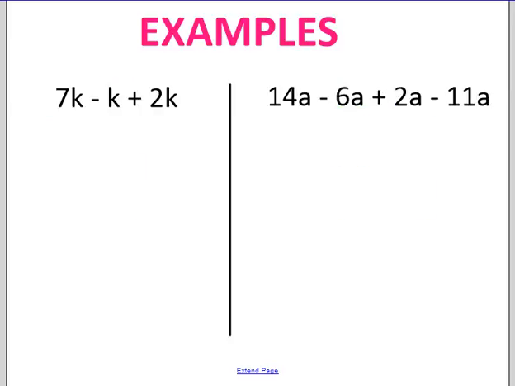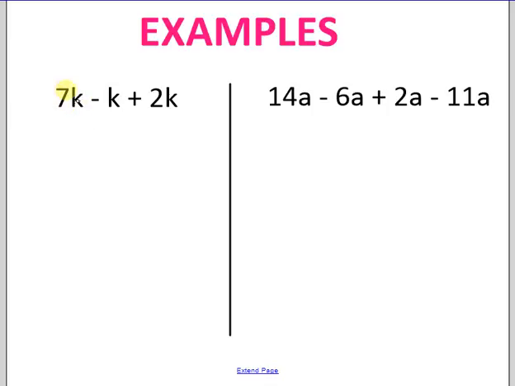All right, let's get a little bit more complicated here. 7k minus k plus 2k. Now in this case, I have k to the first, k to the first, and k to the first. So these are all like terms with each other. That's not always going to happen, okay? Order of operations still applies here. I need to take them in order from left to right because this is all addition and subtraction.